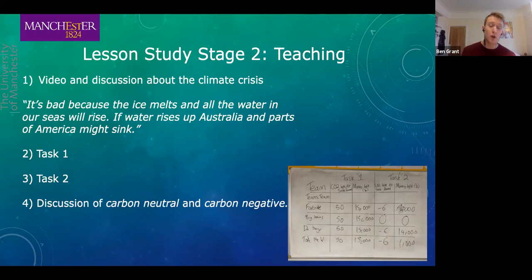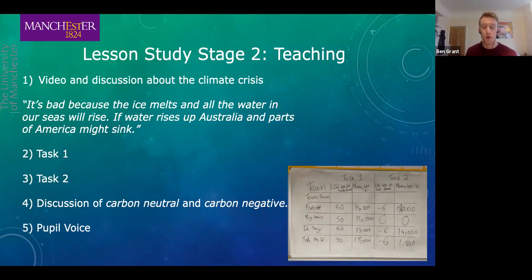At this point I chose to introduce the terms carbon neutral and carbon negative when they finished on minus six and zero, because finishing on minus six is a little bit confusing. So I used that point to say, well, what does minus six mean? Well, it means that your school is now carbon negative. And I got them in groups to discuss what they thought that means before getting responses.